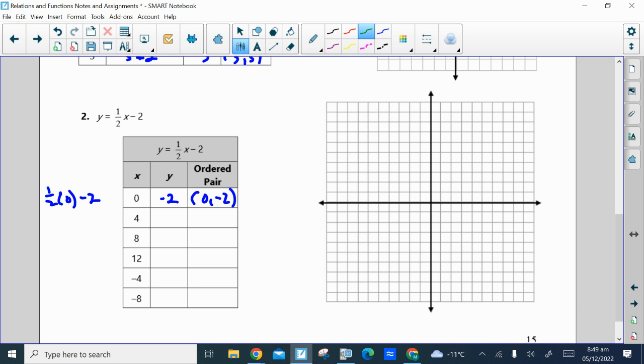When x is 4, to find out what y is, we take half of 4 and subtract 2. Half of 4 is 2. Take away 2 is 0. This is the point 4, comma, 0. When x is 8, y is found by taking half of 8 and subtracting 2. Half of 8 is 4. Take away 2 is 2. So this is the point 8, comma, 2.